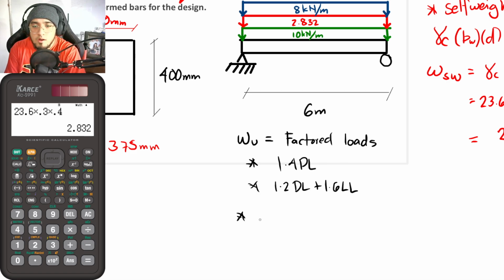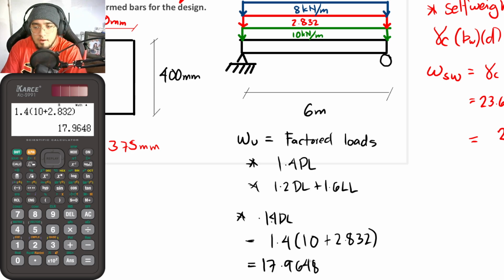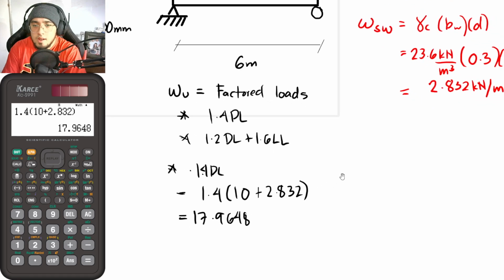So for the first one, for 1.4 dead load, that is this one here. So this is now equal to 1.4 times 10 plus 2.832. Okay? Looking at the calculator, 1.4 times 10 plus 2.832. Our answer here is equal to 17.9648.